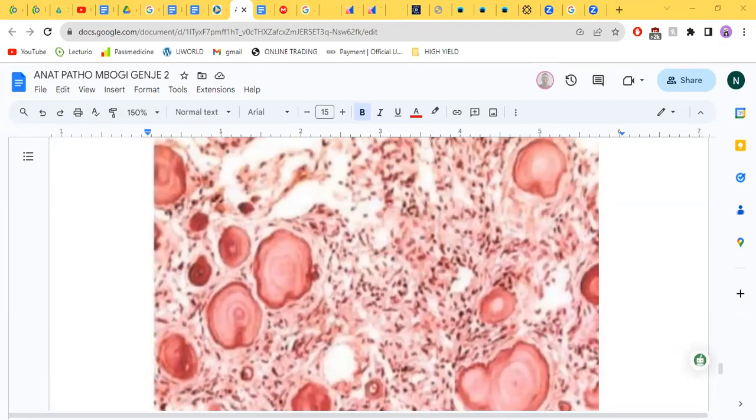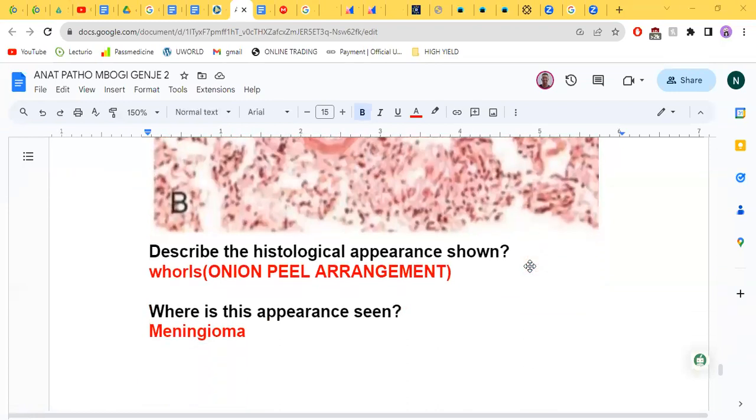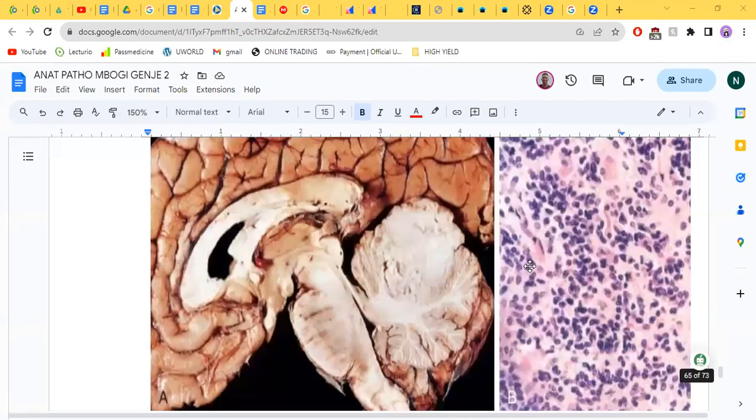Onion appearance. Yes, so there are features that look onion-like, and we've called them whorls. So in which pathology do we find them? Yes, meningioma. I think we are doing well. Let's move to the next. Onion peel arrangement, whorls, meningioma. Yes.